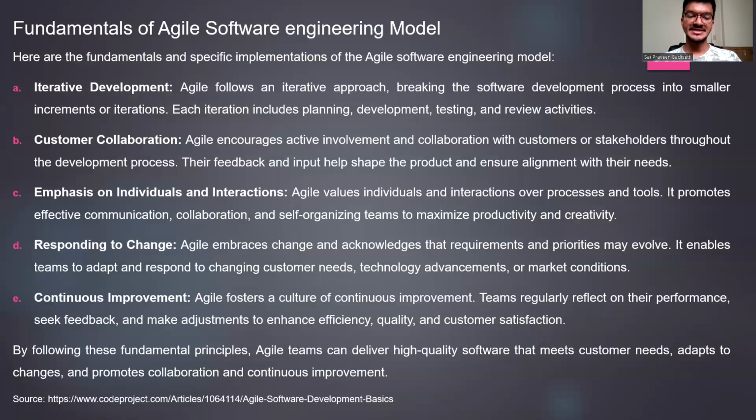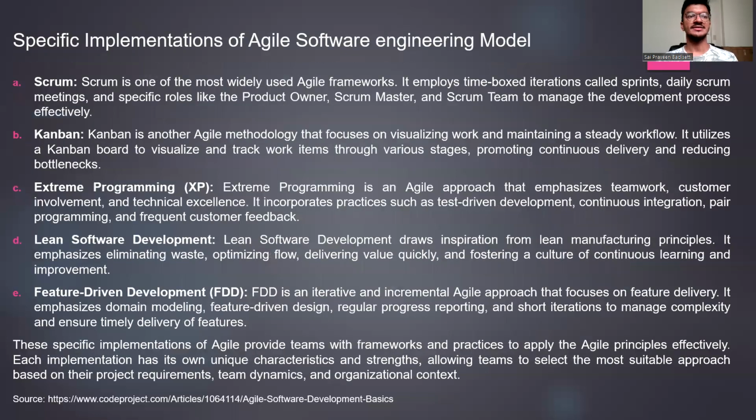By following these principles, agile teams can deliver high quality software that meets customer needs, embraces change, and encourages collaboration and improvement. Now, specific implementations of the agile software engineering model. Scrum. Scrum is a widely used agile framework. It uses fixed time periods called sprints, daily meetings, and specific roles, like the product owner, the scrum master, and the scrum team, to manage the development effectively.